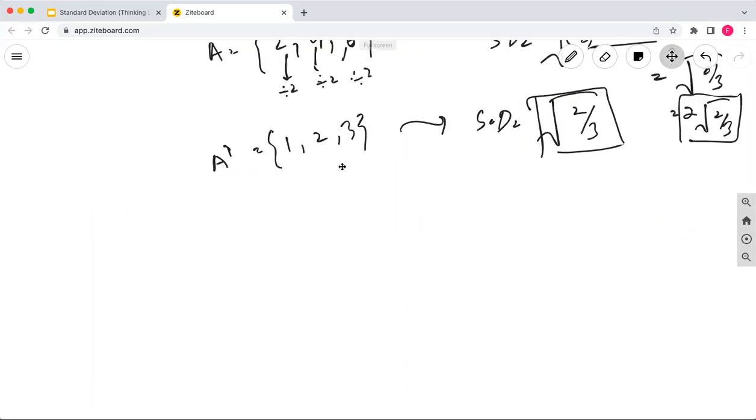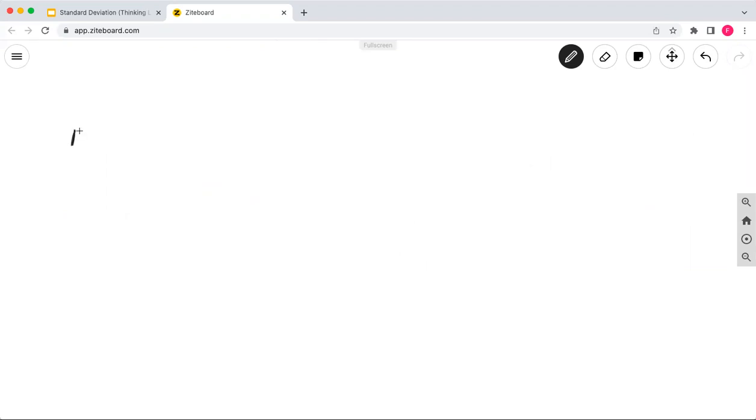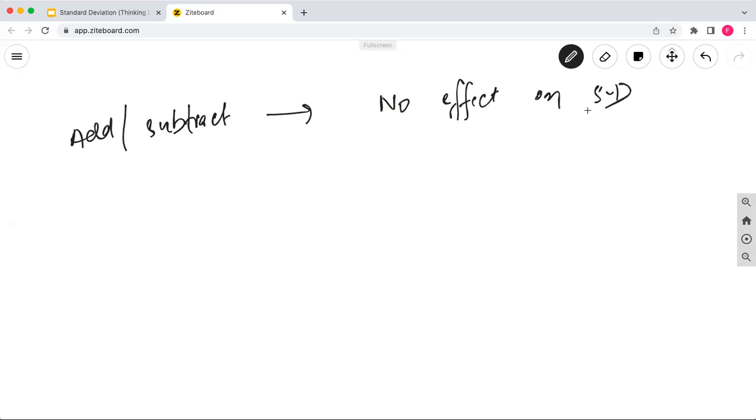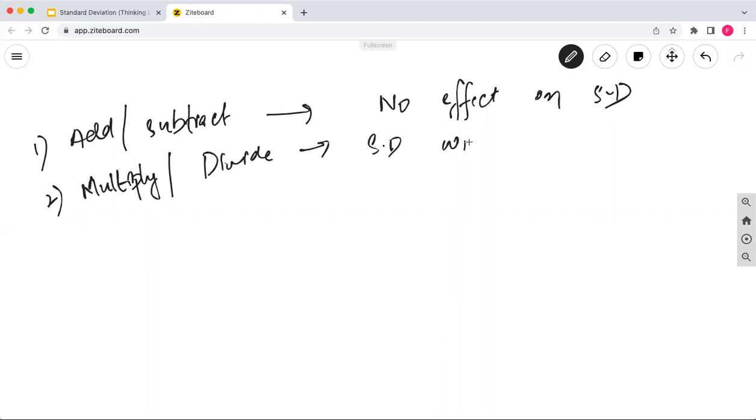So the takeaway from this is, if you are adding or subtracting the same number from each of the elements, there will be no effect on standard deviation. And the next point is, if you are multiplying or dividing each number of the set by the same number, the standard deviation will be scaled by that factor, either increasing or decreasing depending upon whether it is an integer or a fraction.